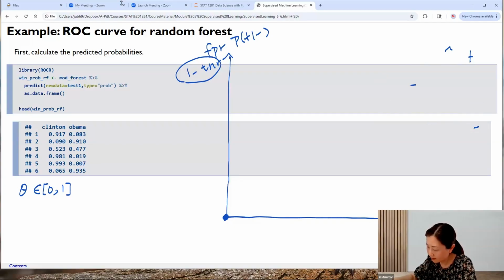The eraser doesn't work that well in Zoom. So let me draw it.